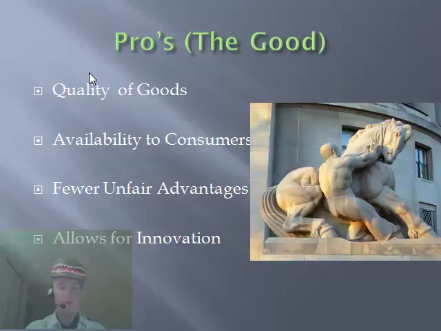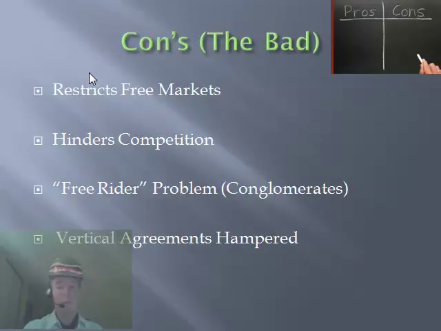Okay, some more good things. Quality of goods, availability for consumers. That's great. We want what we want and want to be able to get it when we want it. Fewer unfair advantages, and it also allows for innovation. Okay, if you're not putting a stranglehold on the market, more people can come in.